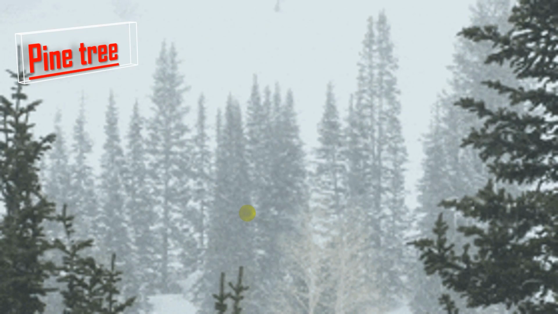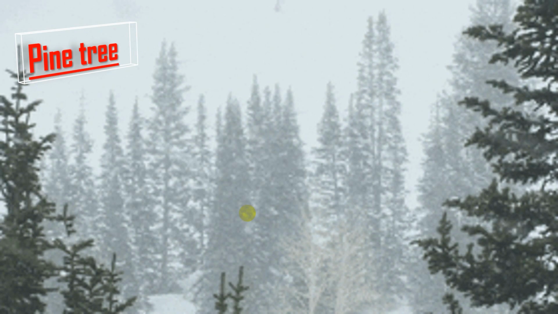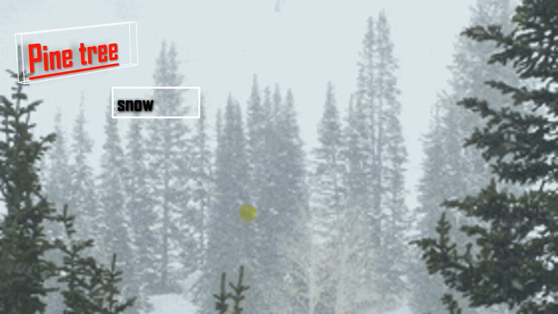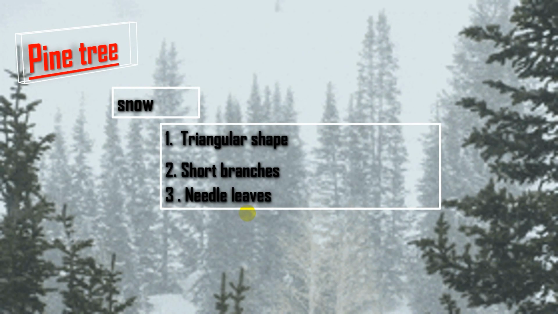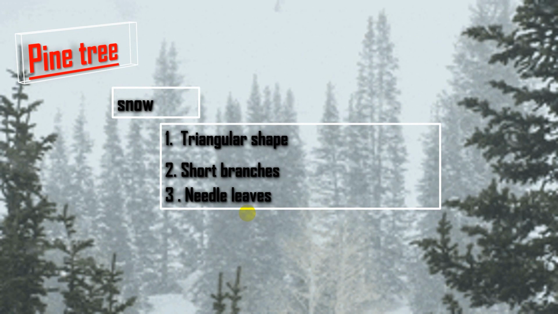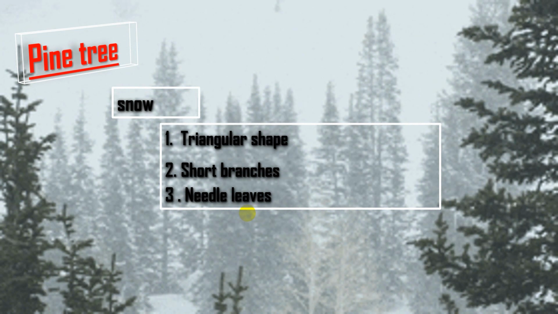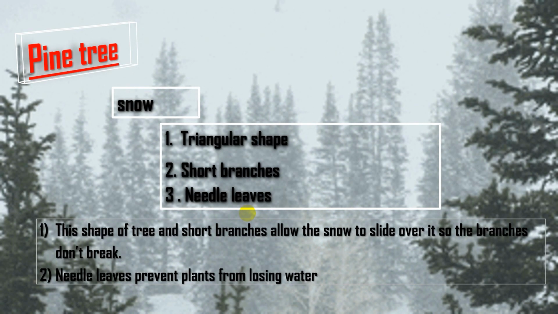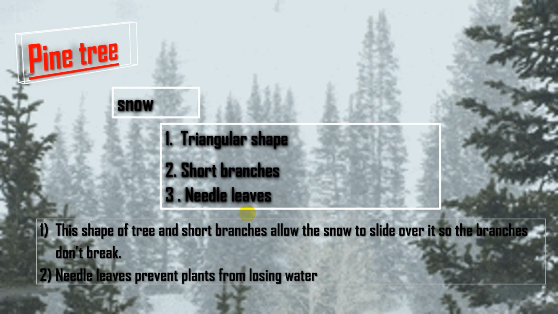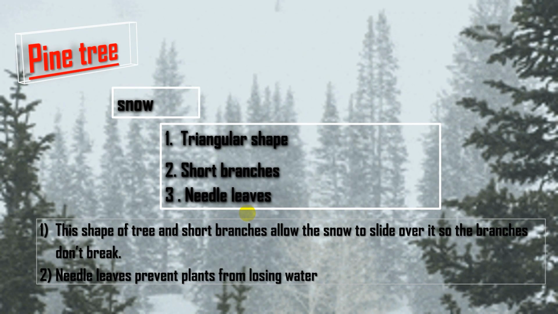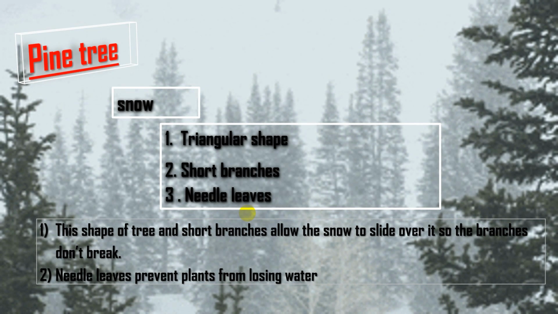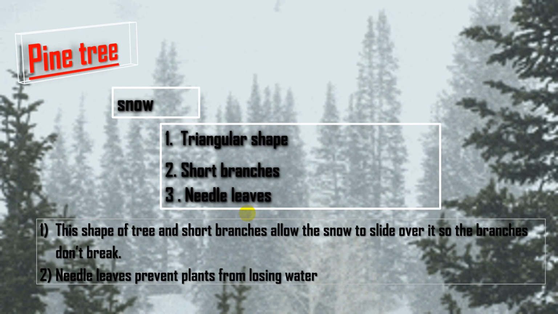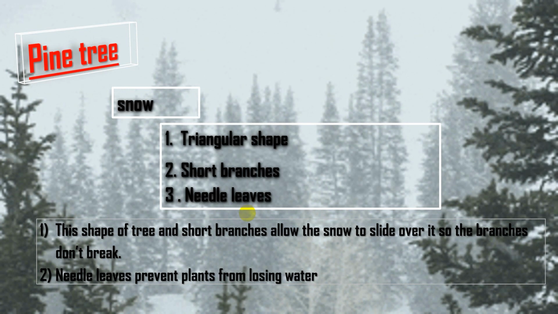Now we're going to talk about pine trees. Pine trees that we use at Christmas live in icy land or in snow. It has a triangle shape, short branches and needle leaves. So why does it have these three structural adaptations? This shape of the tree and short branches allow the snow to slide over it so that it doesn't break. And little leaves prevent the plant from losing water, because it's an extremely small and tiny space, so there is no water to lose.